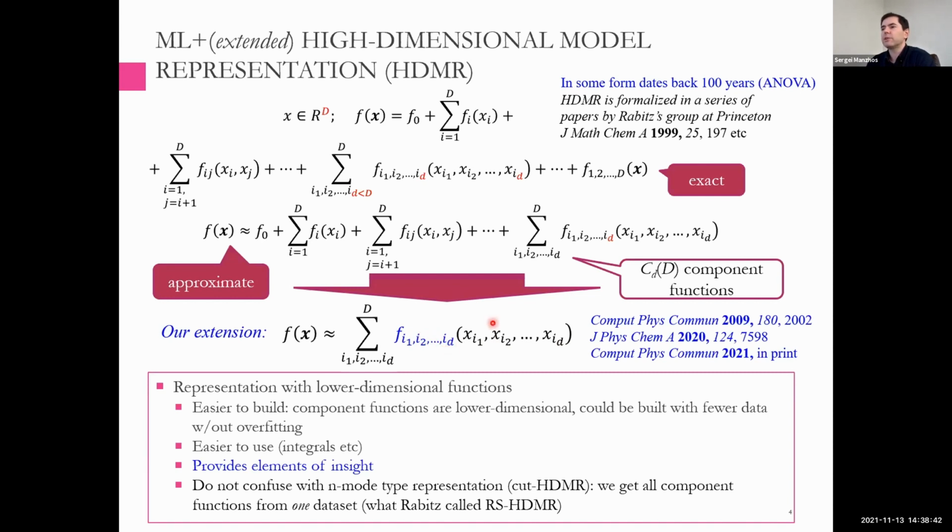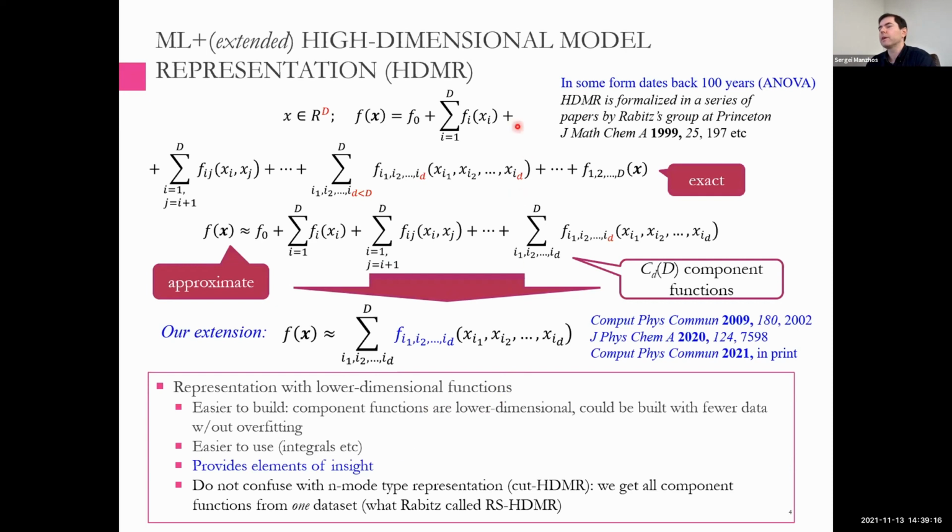In general, such representations of multivariate functions with lower dimensional terms are extremely advantageous. First of all, the lower dimensional terms are easier to build. These are low dimensional functions, therefore they can be built from fewer data without overfitting. Even in high dimensional spaces with extremely sparse data, you can define these lower dimensional functions, which are very well defined. They are easier to use. Think, for example, of integrating a 20-dimensional function, which is a nightmare. If you represent it with a sum of lower dimensional terms, it becomes much, much easier.